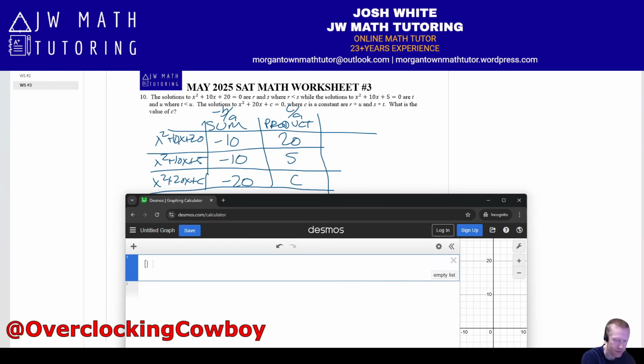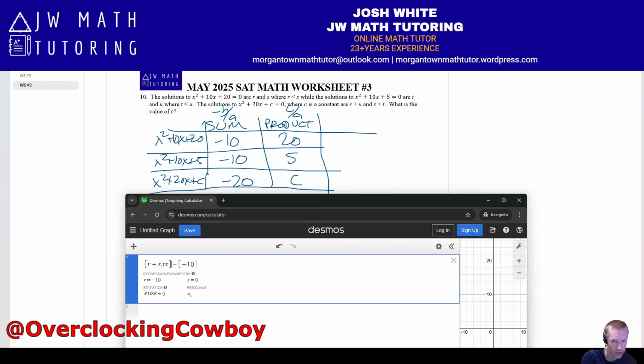Okay, so here's what we have. We know that the sum of the roots, which is r plus s, for the first equation, and I'm going to build this out, putting in each corresponding thing at the same time. We know the sum of the roots of the first equation is negative 10. Then we know the product of the roots, which would just be r times s, is equal to 20.